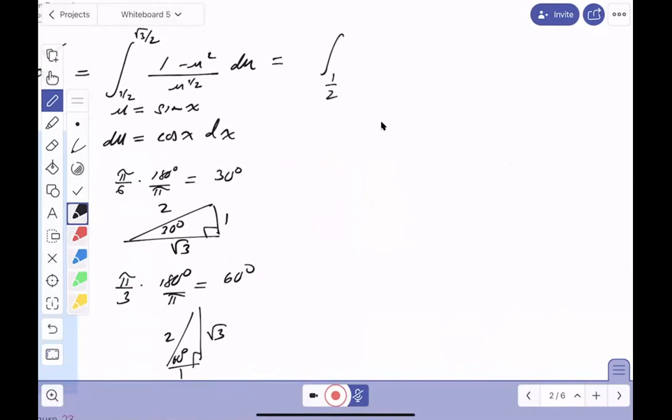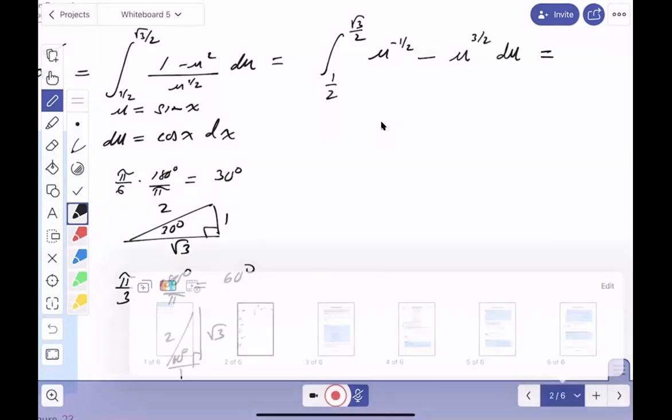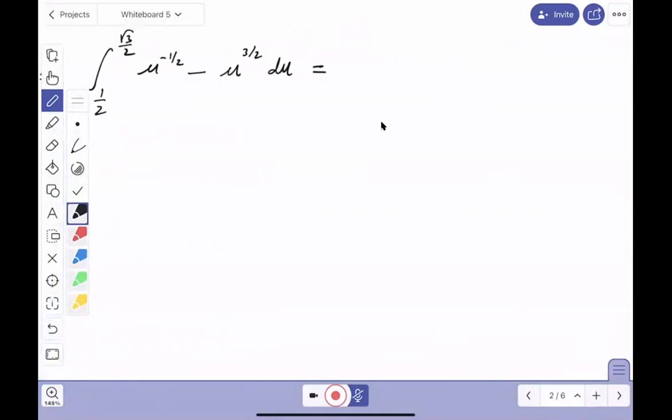This is 1/2 root 3 over 2. This would be u to the minus 1/2. I'm rewriting the integrand minus u. That would be 3/2, right? du. Let's keep going. Again, we'll look at the key later.